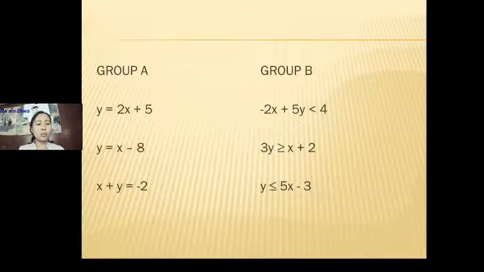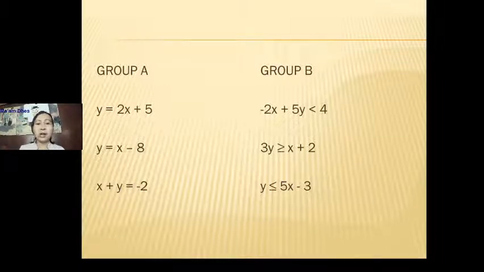We have y is equal to 2x plus 5, y is equal to x minus 8, and x plus y is equal to negative 2. What can you see in group A? What have you observed? So very good. You have there the x and the y variables, and their exponent is the invisible one, and then we have also the equal sign. So given the variables with the exponent 1, we have this as linear, and then we have the equal sign, so that is an equation.